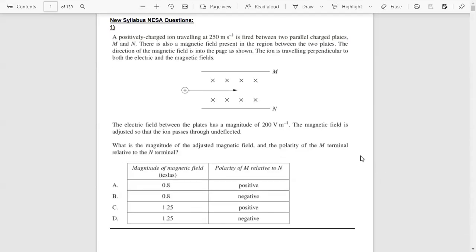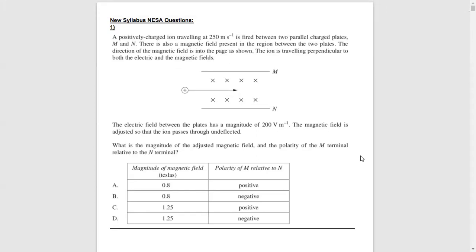Okay, so let's get a start on the questions. We'll spend more time on induction than motor, but we'll just quickly run through them as well.